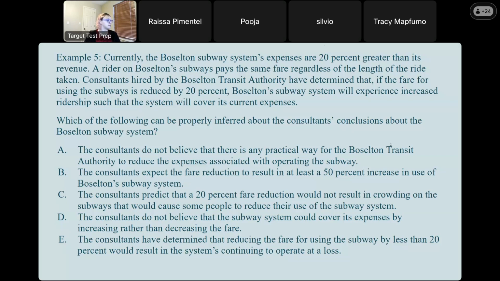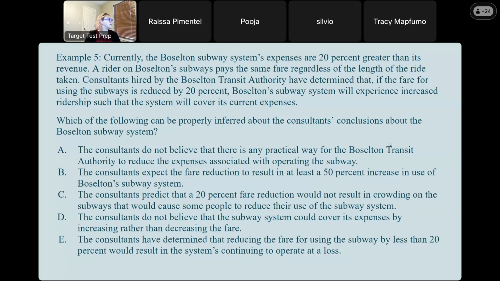B, the consultants expect the fare reduction to result in at least a 50% increase in use of the Bozelton subway system. Yeah, I think so. I had some math drawn out on a later slide, but yes, I believe so.